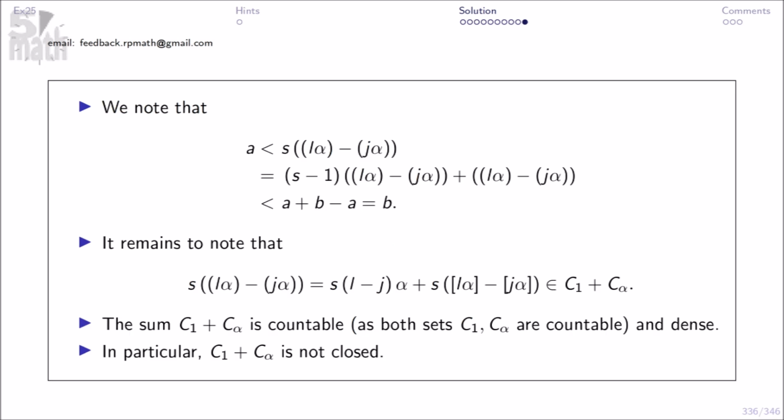We note that the following. It remains to note that this. The sum C_1 plus C_alpha is countable as both sets C_1, C_alpha are countable and dense. In particular, C_1 plus C_alpha is not closed.